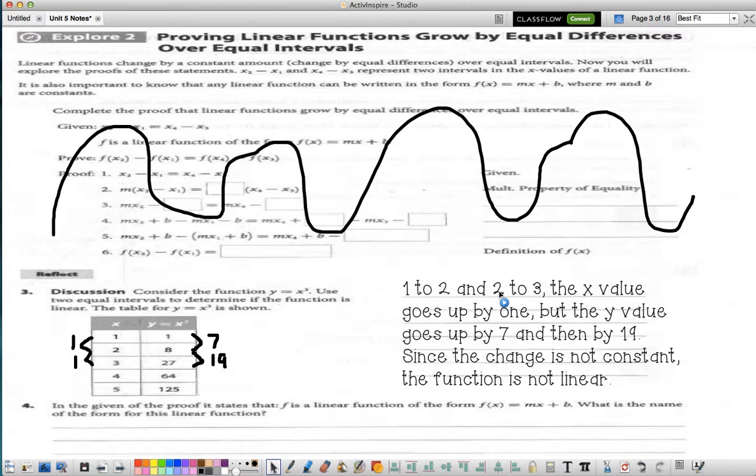So from 1 to 2 and 2 to 3, the x value goes up by 1, but the y value goes up by 7 and then by 19. Since the change is not constant, the function is not linear.